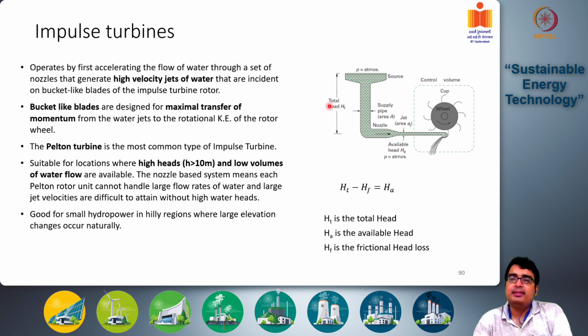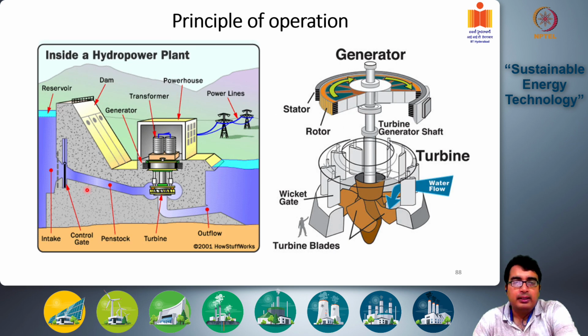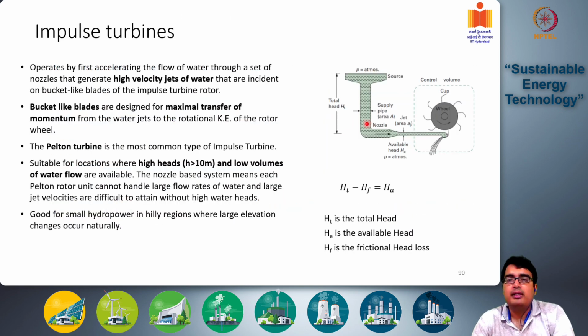Two other things that you can notice: the supply pipe that goes through the penstock, as you remember, this is the supply pipe region, and this is the area of that supply area, which is called the penstock. Suppose that area is A, and the nozzle that generates the jet of water, that jet of water will have a diameter, a cross-sectional area as well, and this is called A suffix J. Okay.